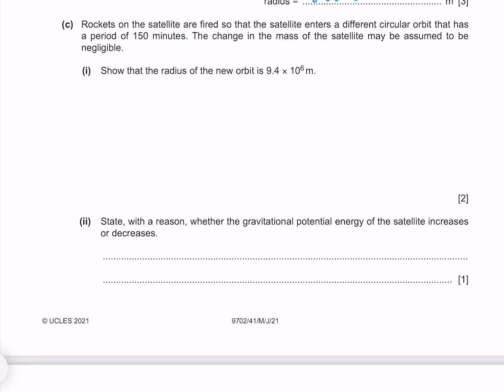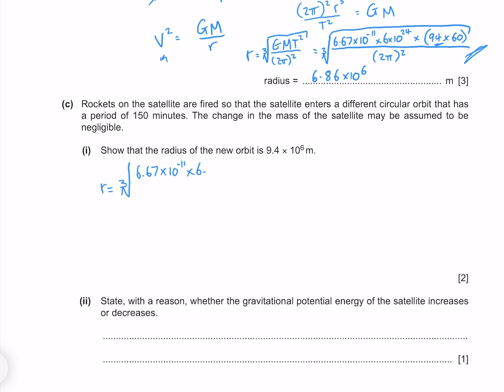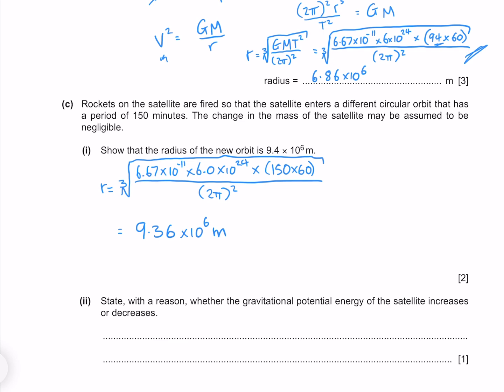Rockets on the satellite are fired so that the satellite enters a different circular orbit that has a period of 150 minutes. The change in the mass of the satellite may be assumed to be negligible. Show that the radius of the new orbit is 9.4 times 10 to the 6 meters. We can reuse our equation right here, where instead of 94 minutes, we substitute our 150. Which gives me 9.36 times 10 to the 6 meters, which to two significant figures is what we're trying to find.